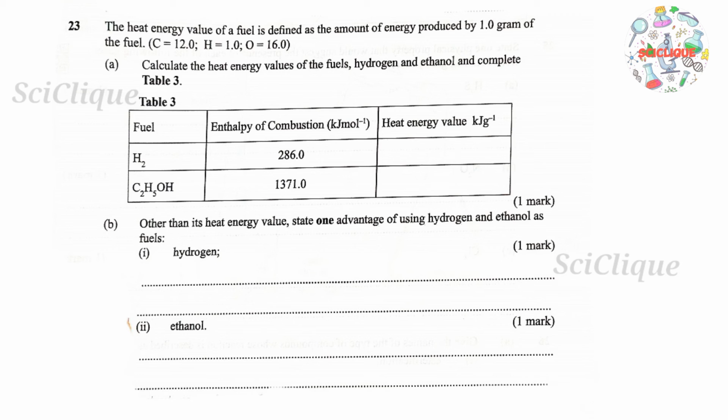Now you can simply calculate heat energy by using the following formula. You can take the molar enthalpy of combustion, divide it by the relative formula mass of the fuel. So we have the molar enthalpy of combustion. We've already been given that. For hydrogen, it's 286. For ethanol, it's 1371.